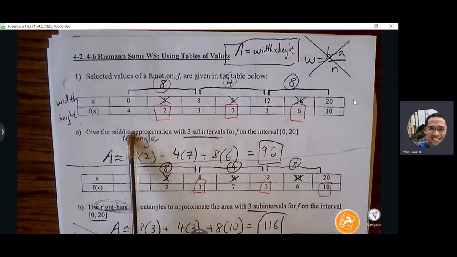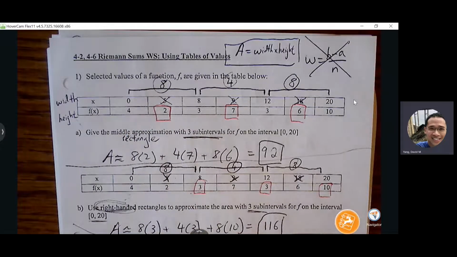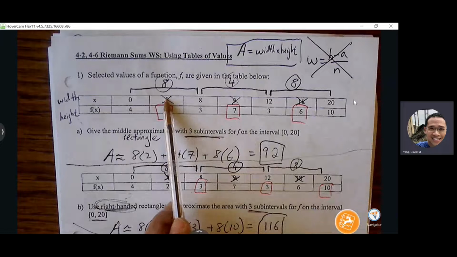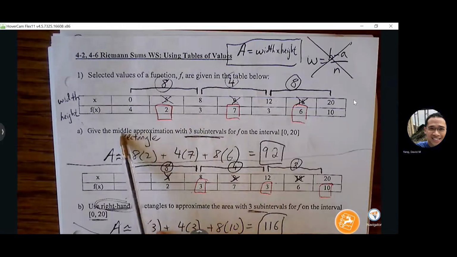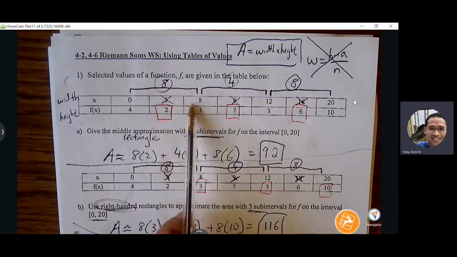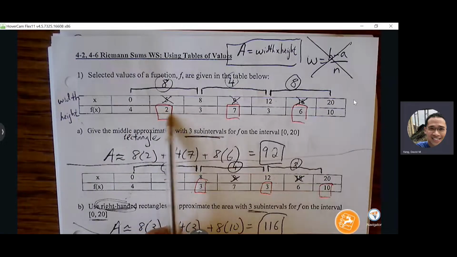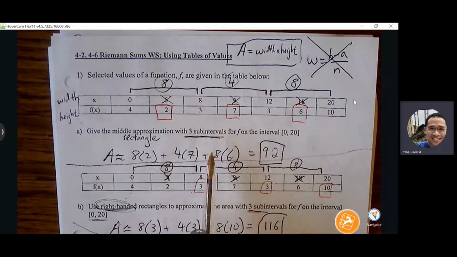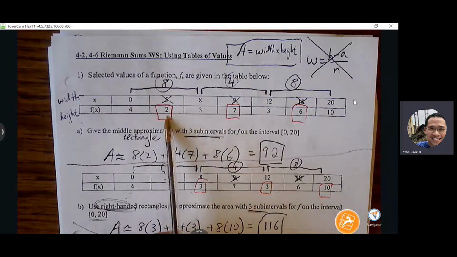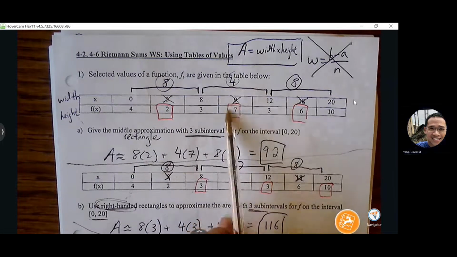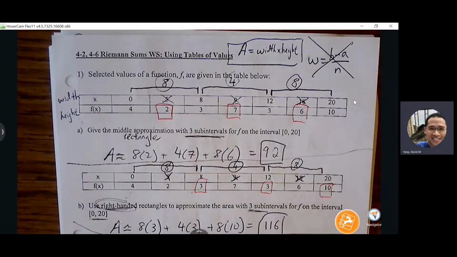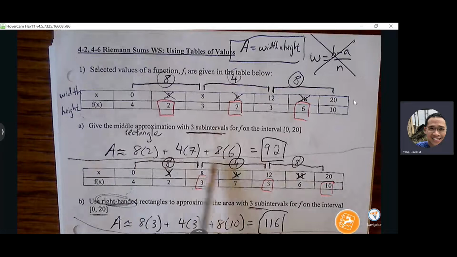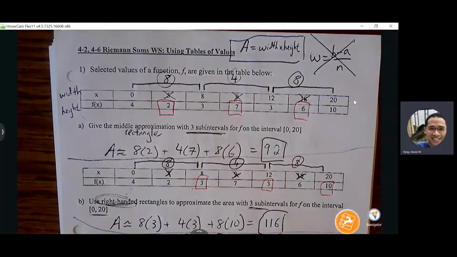Now, when it says middle approximation, you're just using whatever the table gives you, right? It could be all the way over at 7. It could be all the way down at 1. Middle just means between, okay? You want to find the y value that sits between the left and the right. 8 times 2 is the area for the first rectangle. 4 times 7 is the area of the second rectangle. 8 times 6 is the area of the third rectangle. Total them together, and that'll get you your area.